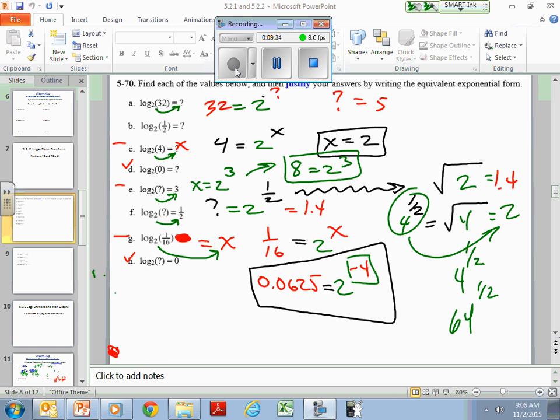Am I still on this thing? This is from before. Let me see. I got 2 more. I'm going to do D and H. I'm erasing.